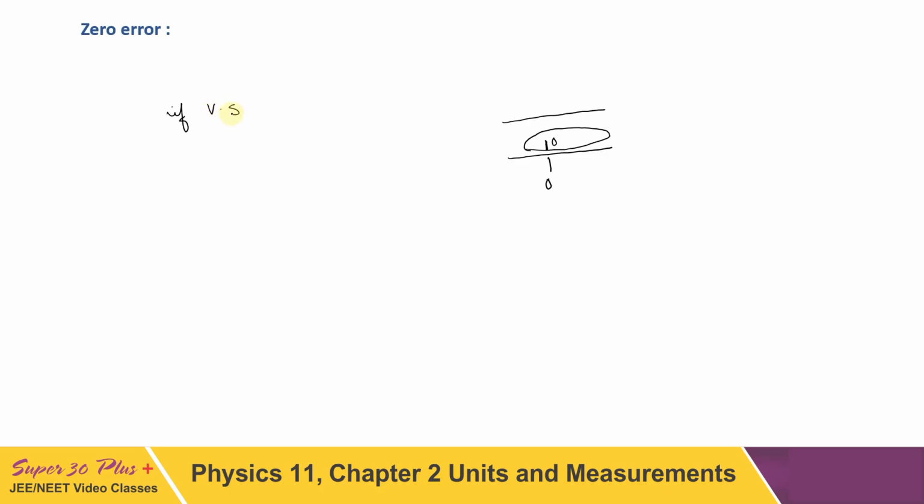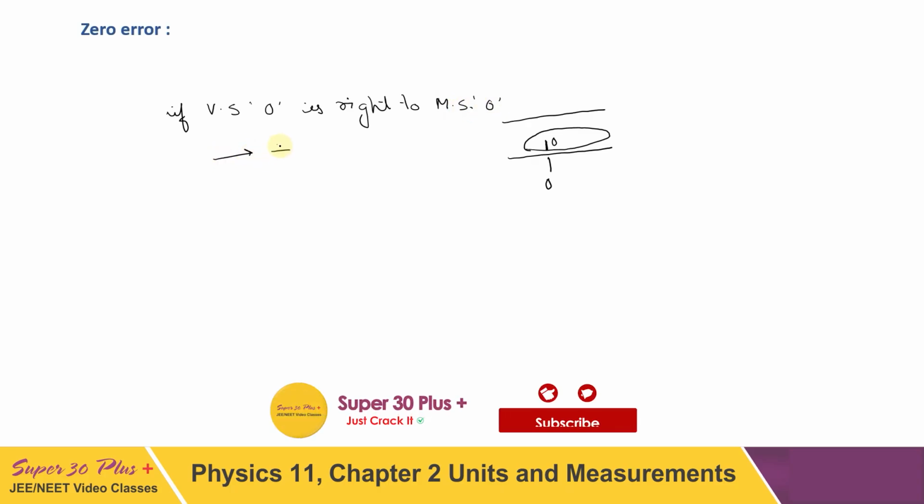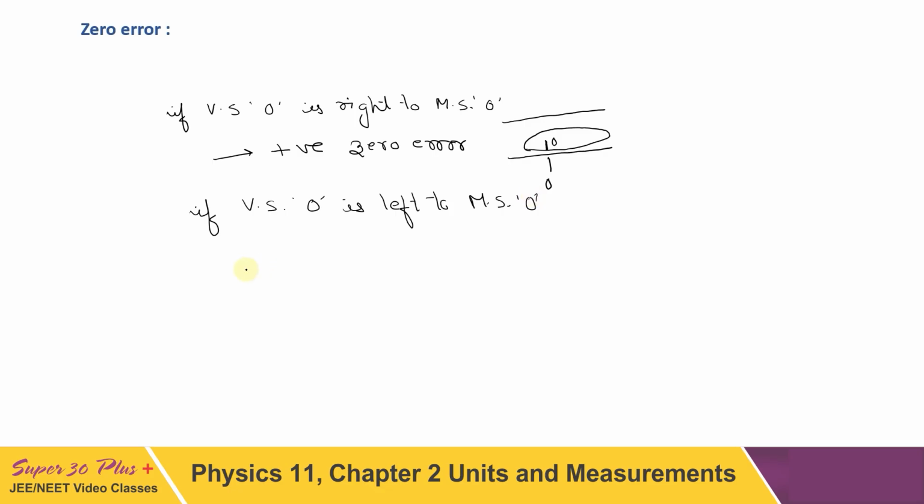If vernier scale 0 is right to main scale 0, then it is called positive zero error. And of course, if it is left to main scale 0, then it is called negative error. And if a positive or a negative error is there, then it has to be corrected in the final measurement. So if positive error is there, it has to be subtracted, and negative error to be added. This is how correction is made for zero error.